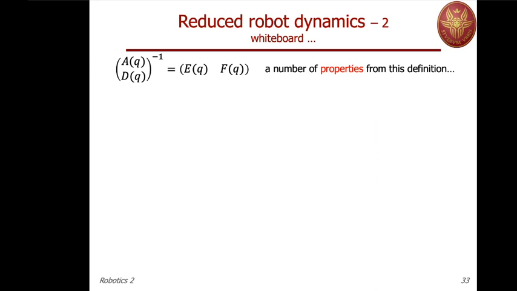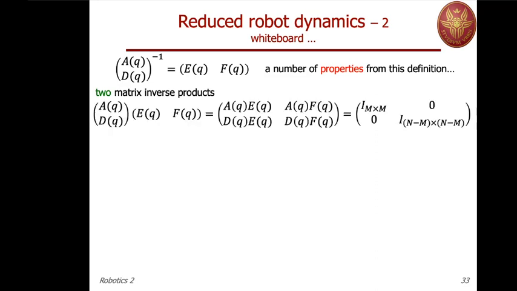Now, if this is the inverse, then a number of properties follow from this definition. In particular, we can do two types of products of the matrix by its inverse. So if we do the product of the original matrix AD and then on the right its inverse, namely EF, and we do the block product, because of being the inverse, we obtain an identity matrix.